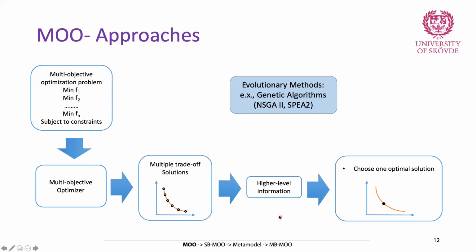As you see, the difference between these two approaches is that for real-world problems, especially engineering problems, having the higher level information at the beginning of the problem is usually not the case. So you have to use the second approach, the posteriori approach. And evolutionary methods are one of the methods that are really well suited for this approach. Genetic algorithms are one example of evolutionary methods, and two of the very well-known methods in genetic algorithms are NSGA2 and SB-MOO.